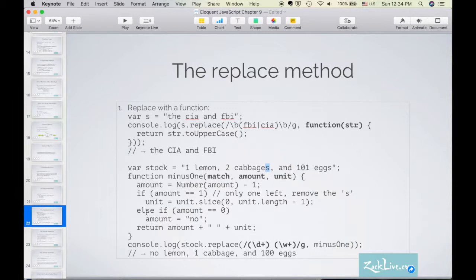And if the amount equals 0 after the reduction, that means there is no more of that item. So we use "no" as the amount, and we return the amount, a space, and the units.